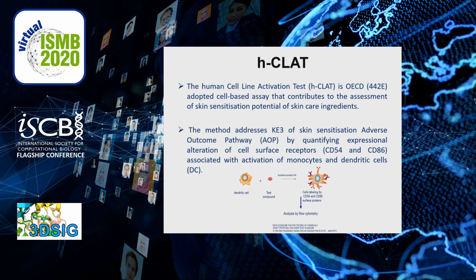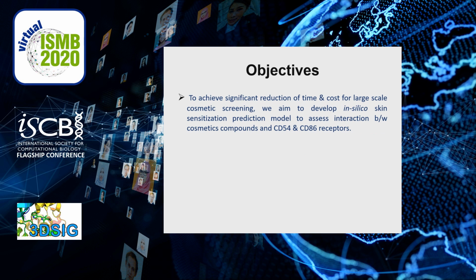The process is like this: when the compounds are incubated with the dendritic cells, they lead to expression of two receptor proteins, CD54 and CD86. The compound which leads to expression of these two protein receptors is known as a skin sensitizer. And the compound where these proteins are not expressed is known as a non-sensitizer. So a positive sensitizer means the compound which expresses these two proteins, and negative are those not expressing these two proteins. So what is our objective?